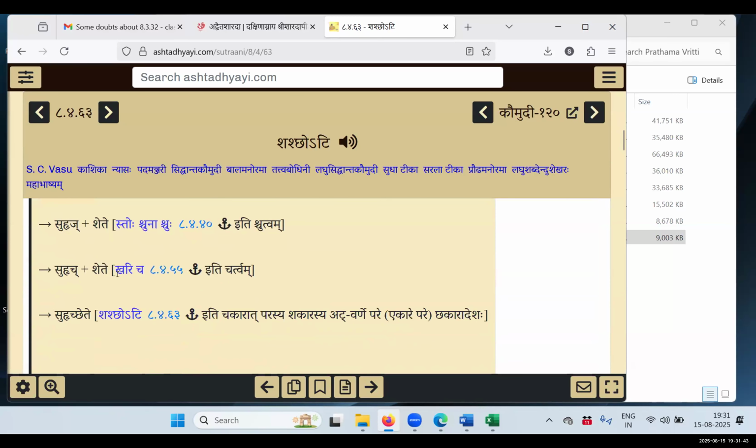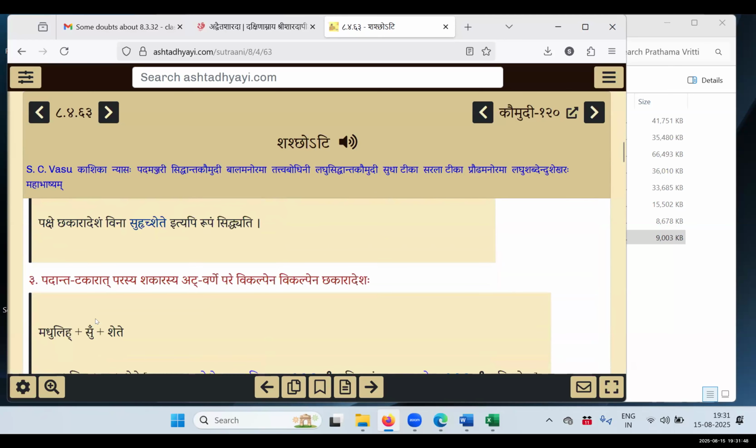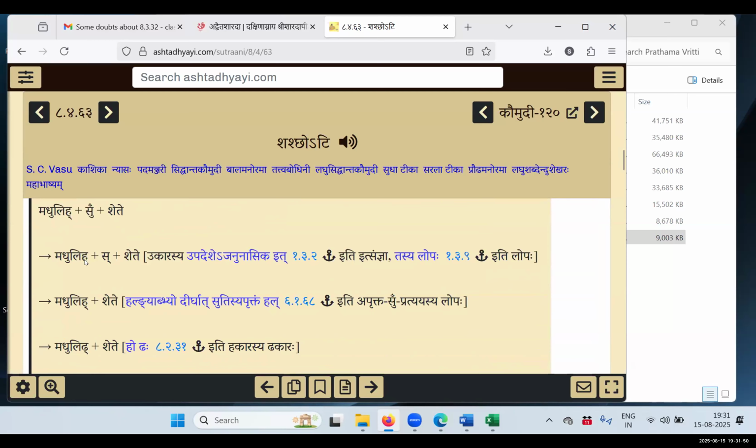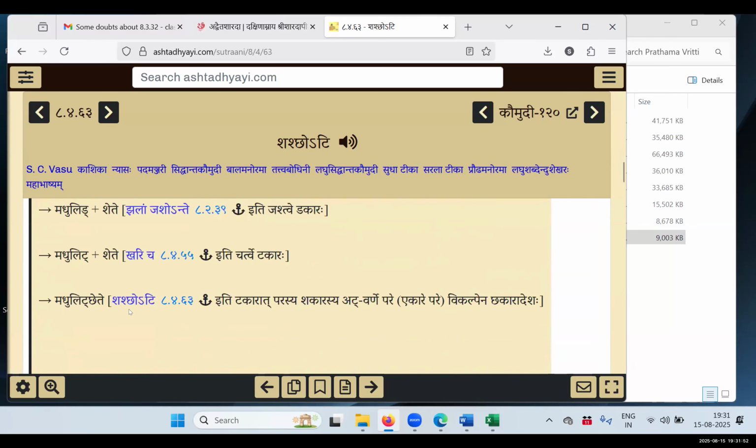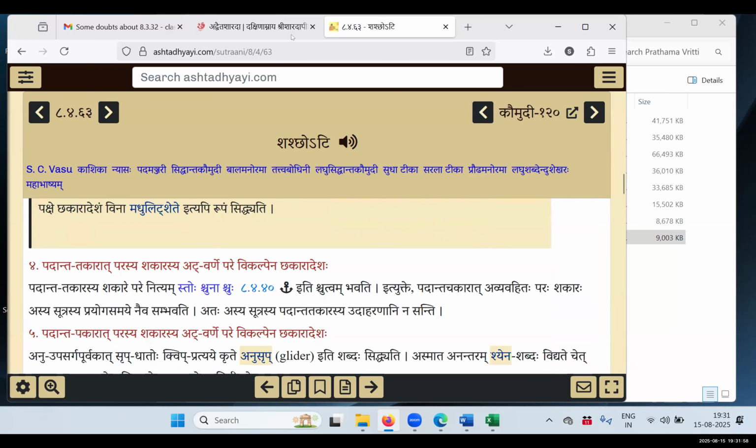Suhrid shete becomes suhrid chete. He's just giving another example with madhulit again. Madhulit chete. No big deal. So these are the ones that we have seen so far.